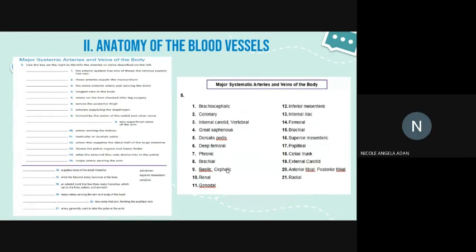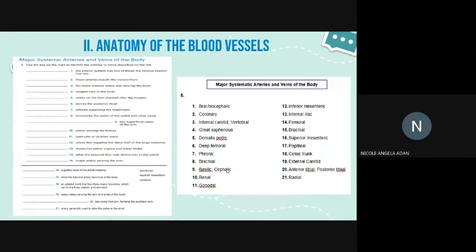12. Artery that supplies the distal half of the large intestine. The answer is inferior mesenteric. 13. Drains the pelvic organs and lower limbs. Internal iliac. 14. What the external iliac vein drains into the pelvis? The answer is femoral. 15. Major arteries serving the arm. The answer is brachial. 16. Supplies most of the small intestine. Superior mesenteric. 17. What the femoral artery becomes at the knee?